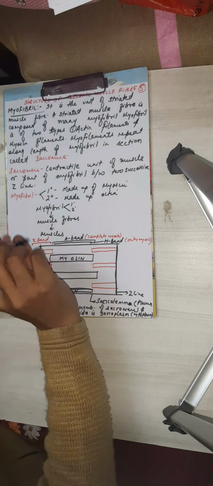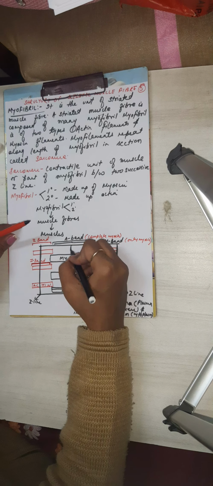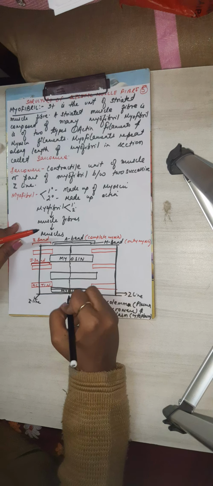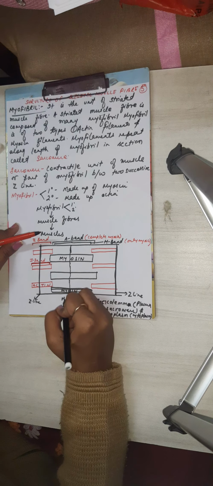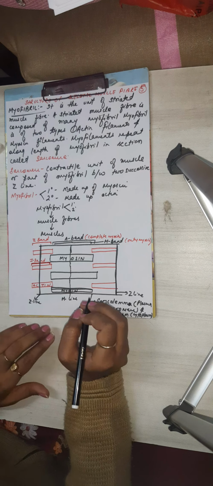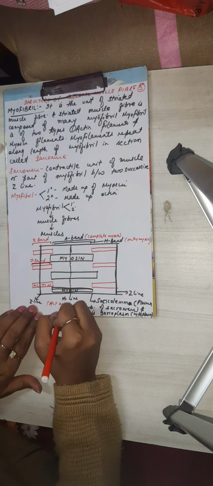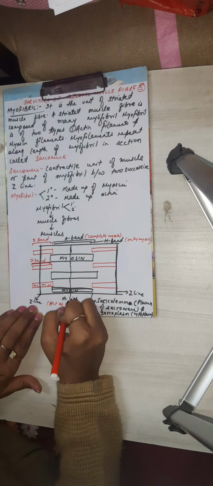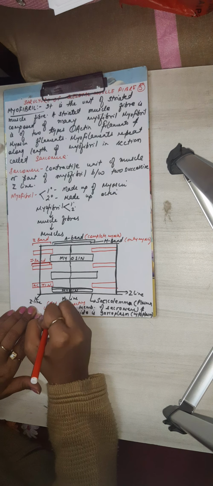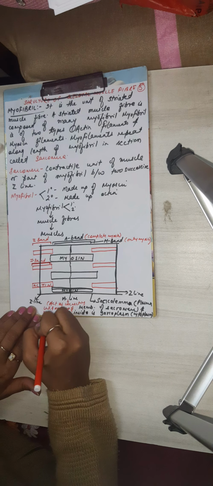And in center is M line. This is M line. What is it? It is made up of skeletal protein, acts as connecting link. You can write: M line acts as connecting link, and it is made up of skeletal protein.